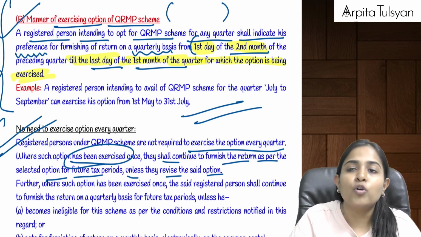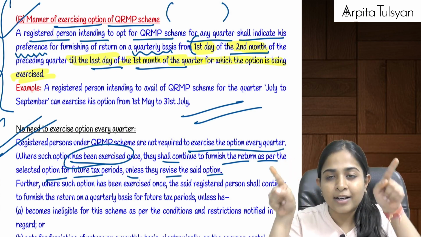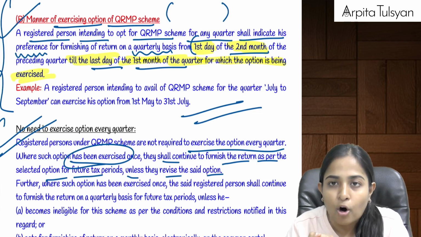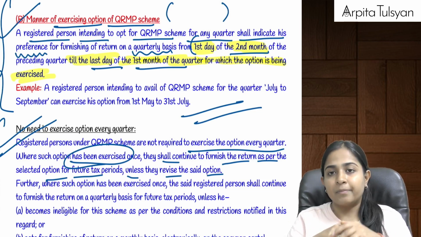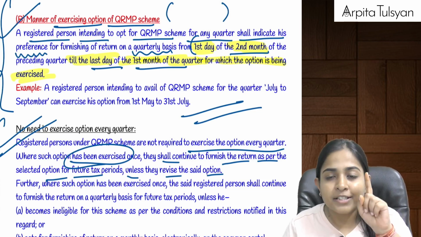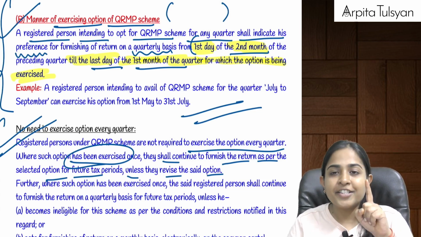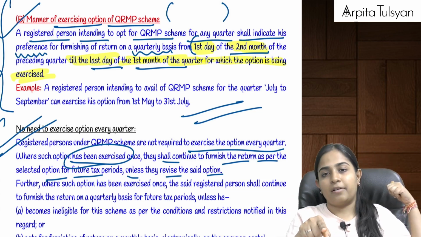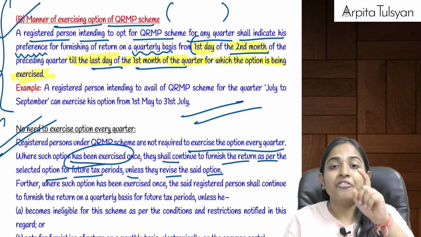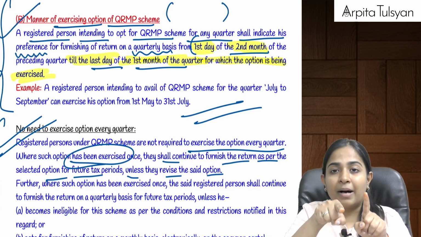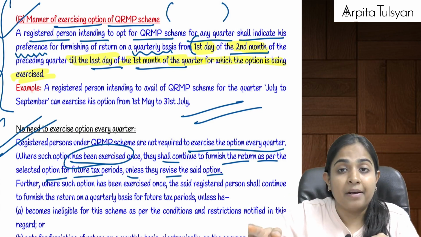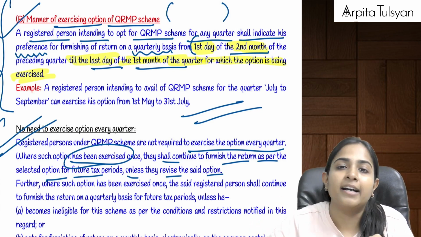Now, if you want to go for the quarterly returns, there is a particular time period within which you have to select that particular option on the common portal. What is that time period? It is the first day of the second month of the preceding quarter, I am repeating, first day of the second month of the preceding quarter till the last day of the first month of the current quarter.